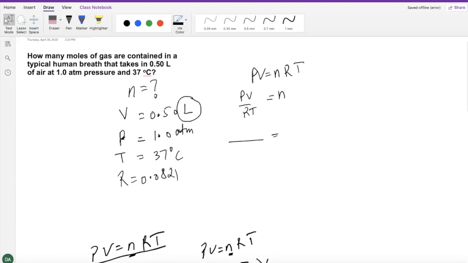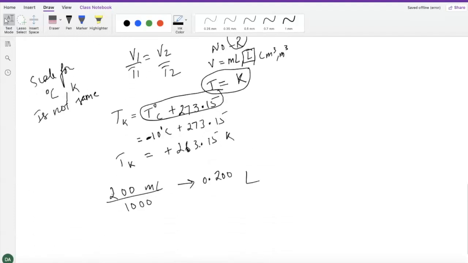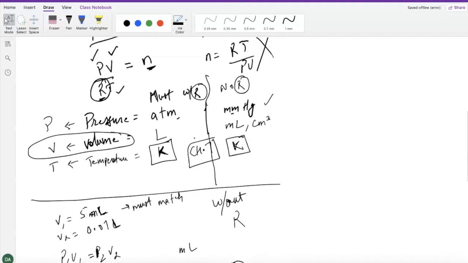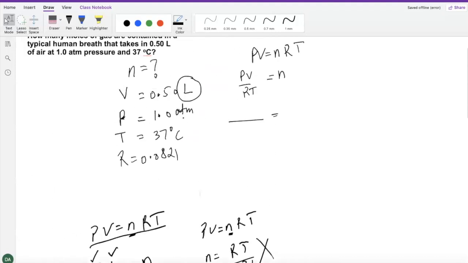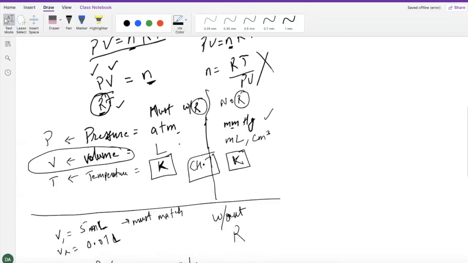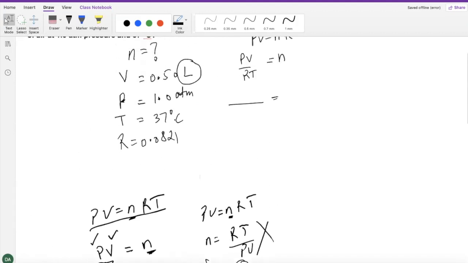For P, which is pressure, what is the unit supposed to be? Atm. Pressure has to be in atm. What is it given in here? Atm. Do you have to change that? No. And the temperature is in Celsius. What is the temperature supposed to be? Kelvin. So do you have to change that? Yes. So this Celsius, I have to change to Kelvin.